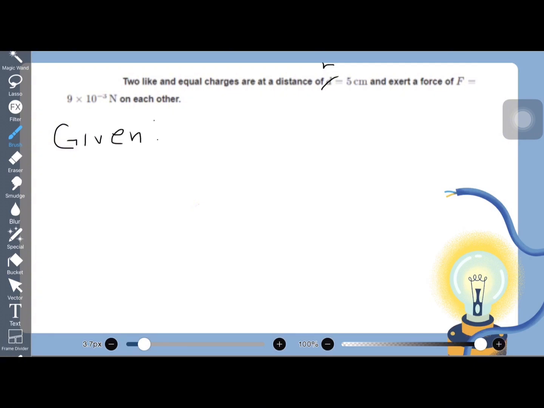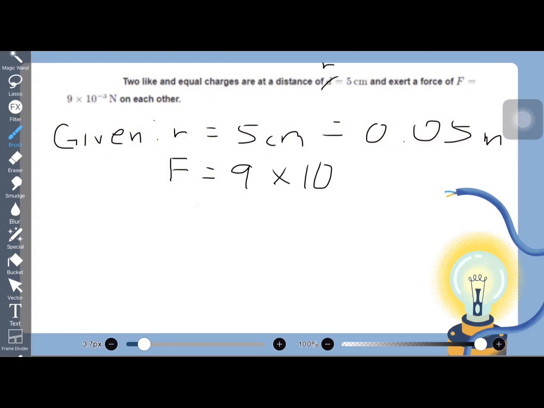So we have R is equals to 5 cm, which we can further convert into meters because we are using newtons and the like. So we are not using the CGS, rather we are using what we have as standard right now, which is meters. So 0.05 meters. Next, we have our own F, or the attractive or repulsive force. So 9 times 10 to the negative 3 N.